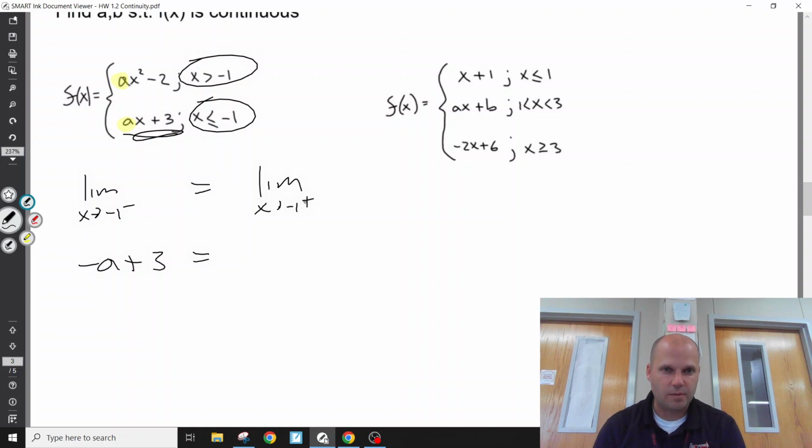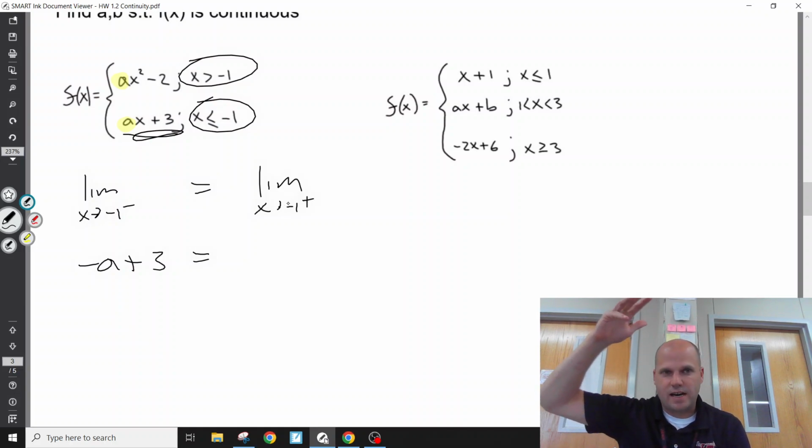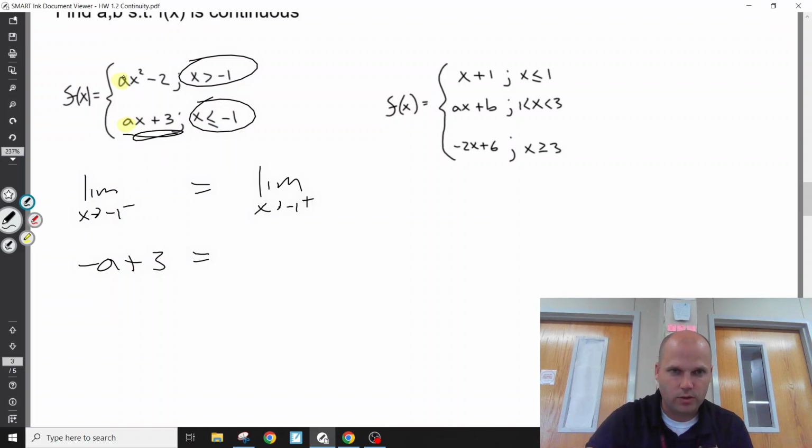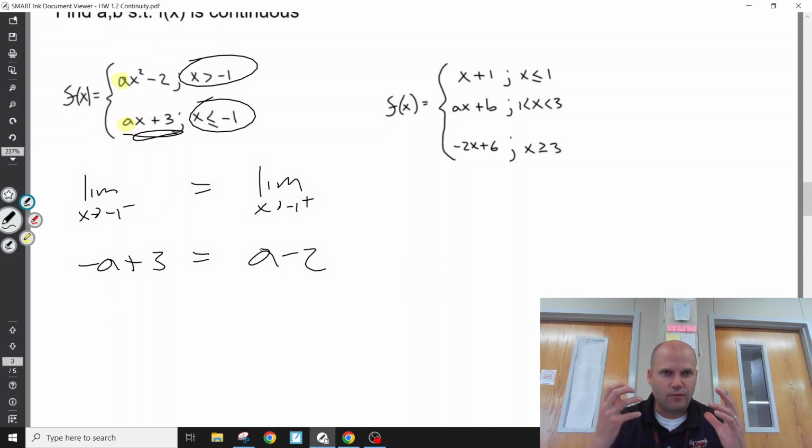I'll do the same thing here. I'd plug in -0.9999. What I get is something very, very close to the value when I plug in -1. Like, plug in -1. If you plug in something close to -1, you'll get something close to that value. So plugging in -1 here, I get a minus 2. To ensure that the function is continuous, we got to make sure they meet up. We got to make sure the limit exists. The left-hand limit equals the right-hand limit. So I'm just going to solve this. Add a, divide by 2.